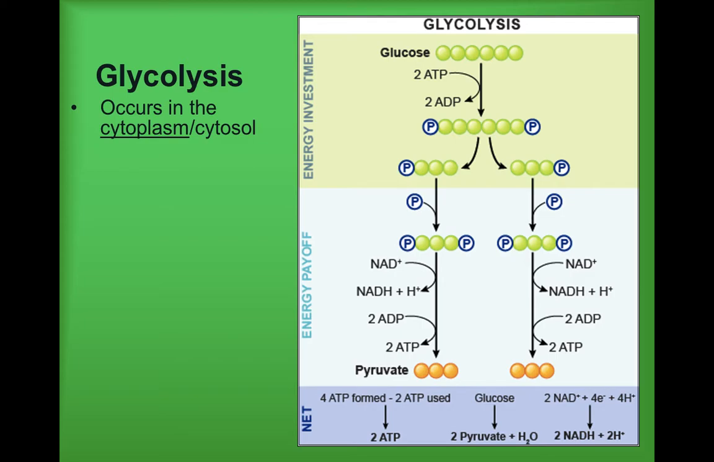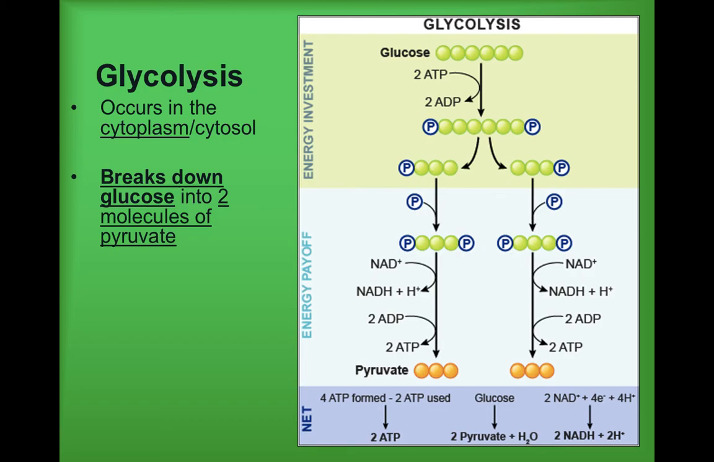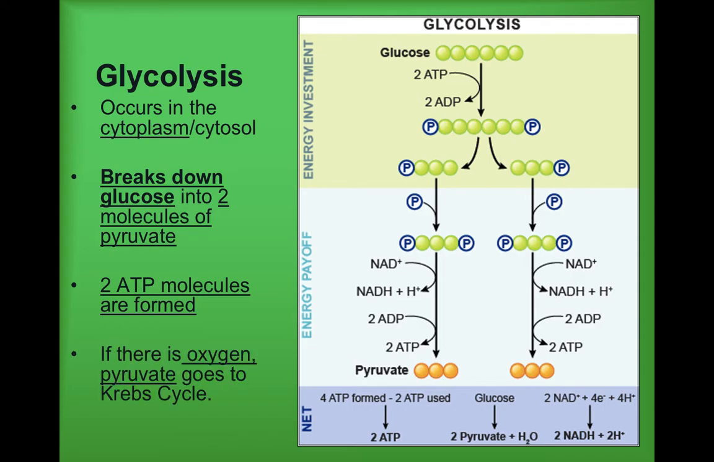So glycolysis, everything's the same up to now. Glycolysis occurs in the cytoplasm. Glycolysis is the breakdown of glucose into 2 molecules of pyruvate. Again, only 2 ATP are made through glycolysis. It doesn't matter if we're talking about anaerobic or aerobic. This is where the difference comes in. If there is oxygen, pyruvate goes to the Krebs cycle, and the Krebs cycle takes place inside the mitochondria.